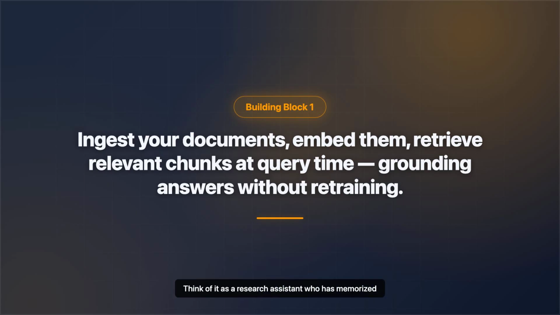Think of it as a research assistant who has memorized your entire filing cabinet. You ingest your documents, Bedrock chunks and embeds them into a vector store. And at query time, it pulls the most relevant passages and hands them to the model. The answer gets grounded in your current proprietary data with no retraining of the base model. That's exactly Beacon Labs' protocol Q&A use case.